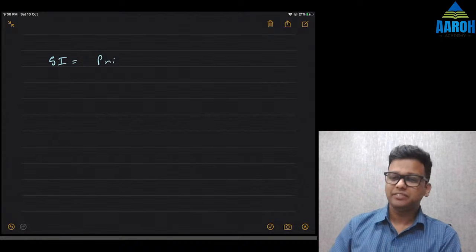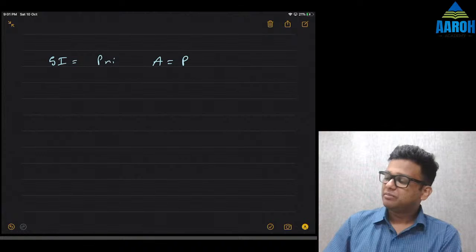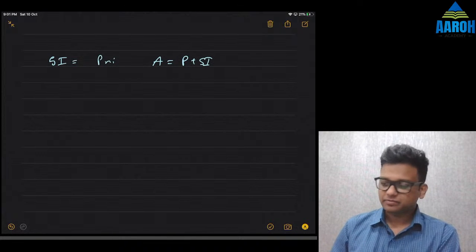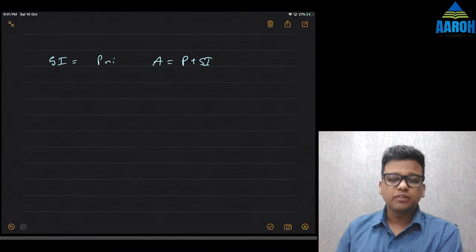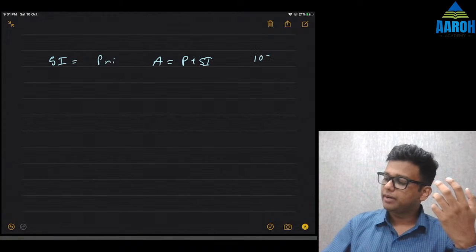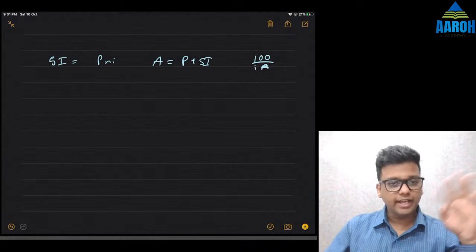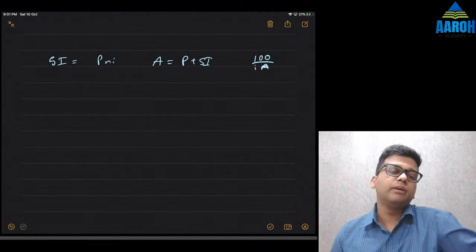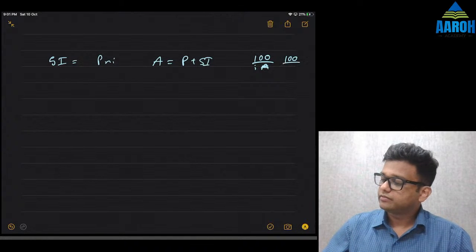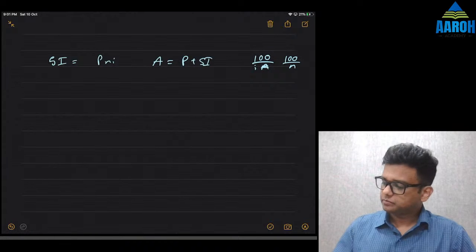Good evening, everyone. Amount is principal plus simple interest. In simple interest, we saw one more thing. If we want the period in which the amount doubles, then we just do 100 by I to get n, or the interest rate for which the amount doubles, then 100 by n.